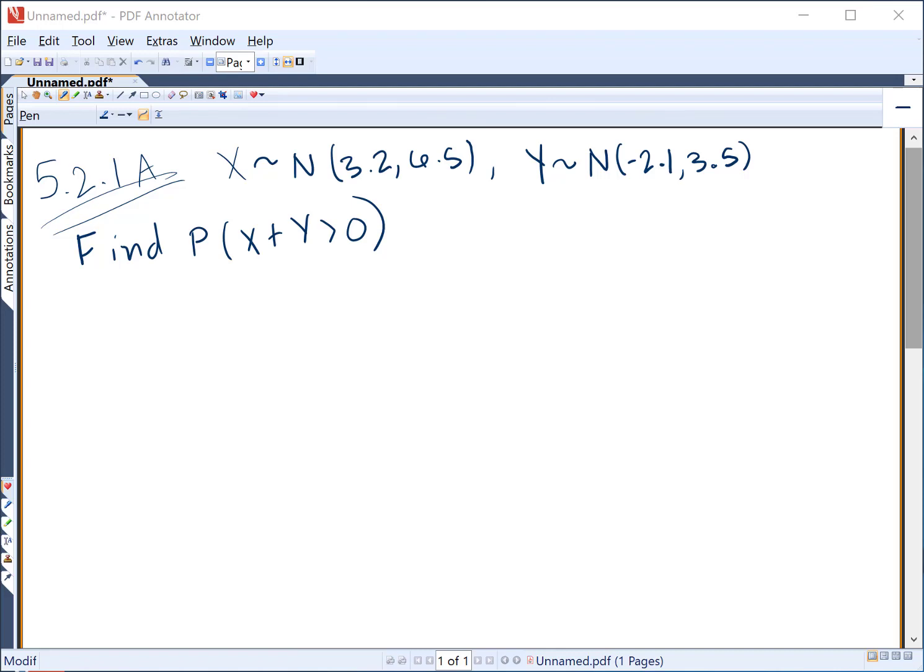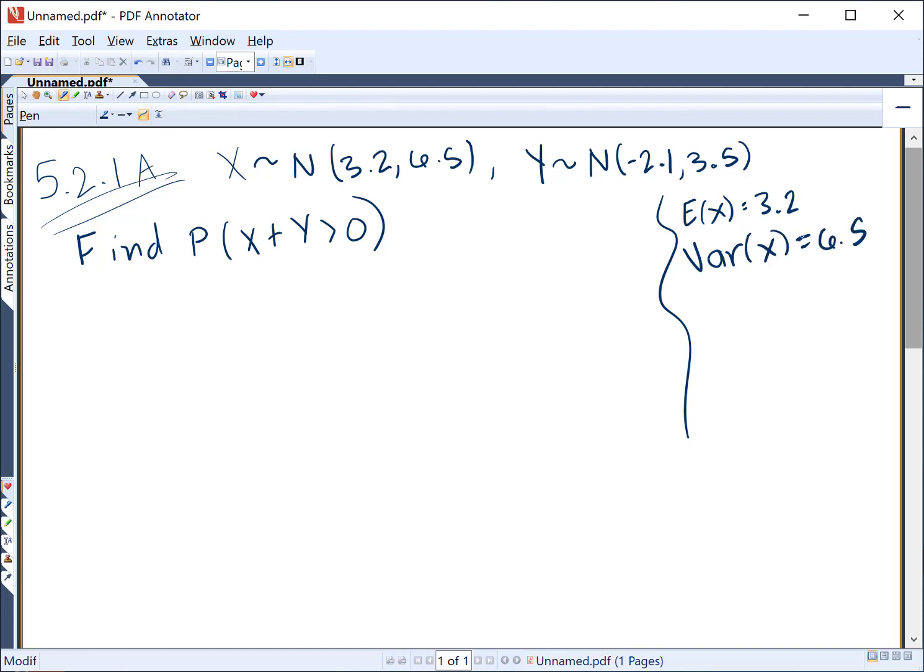So this is 5.2.1a. We have x, which is distributed normally, with a mean of 3.2 and a variance of 6.5. Y is normally distributed with a mean of 2.1 and a variance of 3.5. So this means we could write off here to the side that the expected value of x is 3.2. The variance of x equals 6.5.